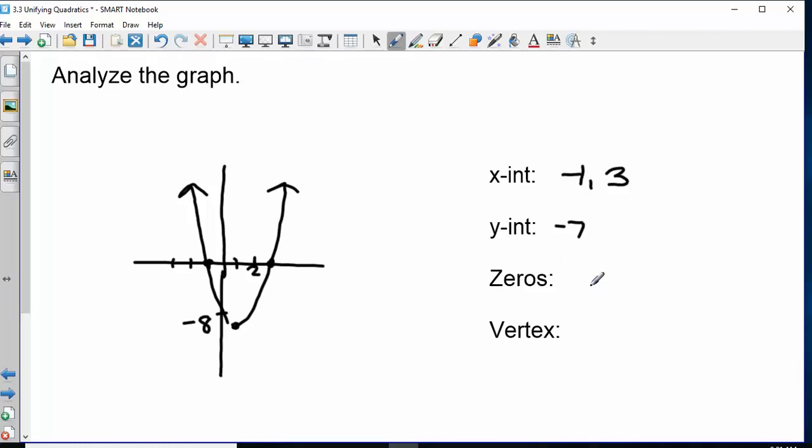Zeros. Yeah, zeros are the same thing as x-intercepts. -1 and 3. Vertex. So that's the ordered pair. So the x value is 1. The y value is -8.